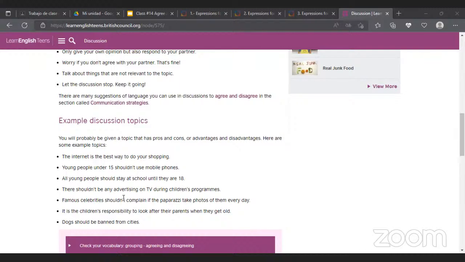Yes. There's a comment in the chat from Valeria about the first one, the second one, young people under 15 shouldn't use mobile phones. Valeria says, I'm not sure about that because they should do it with parental control. That's a really good point. If they are underage, I agree with that.